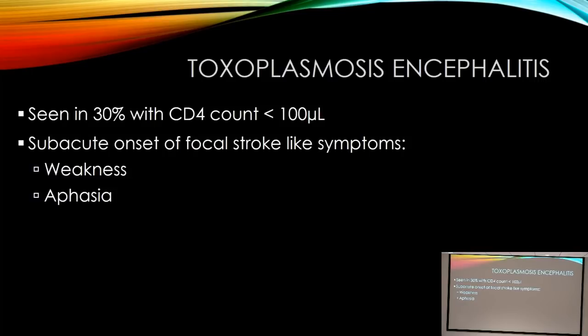All right, toxoplasmosis encephalitis. This is seen in 30% of individuals who have a CD4 count less than 100. So we really want to be primed for this in our very immunocompromised AIDS population. And so if you have anyone with a CD4 count under 100 and they're having lots of central nervous system problems, just assume this is the diagnosis until proven otherwise.